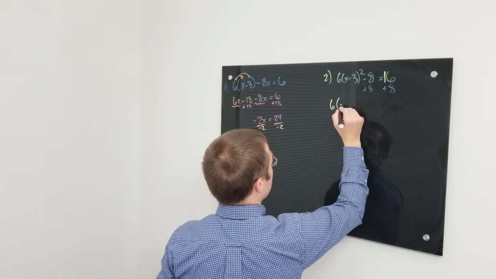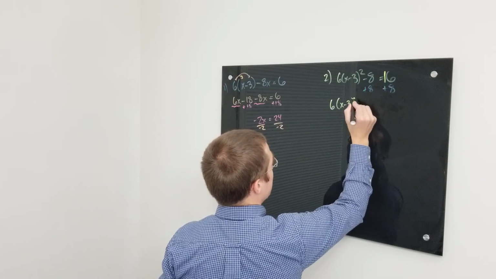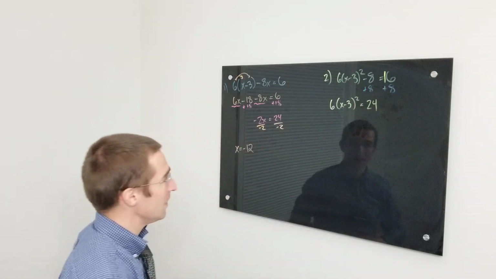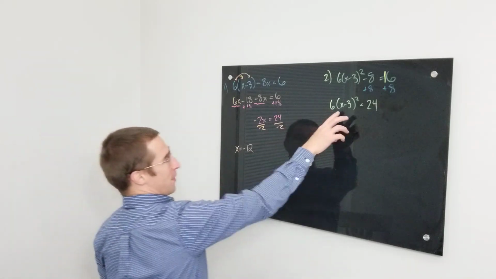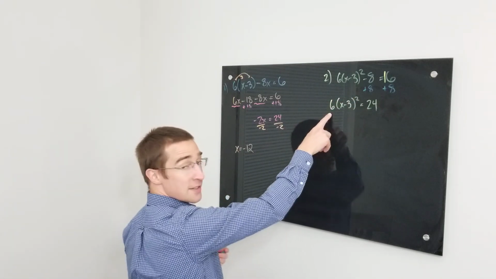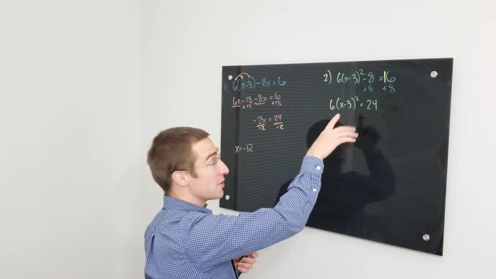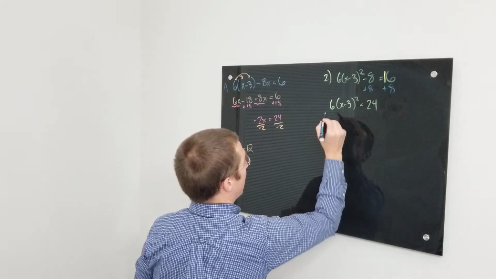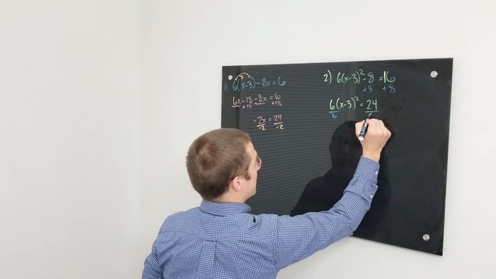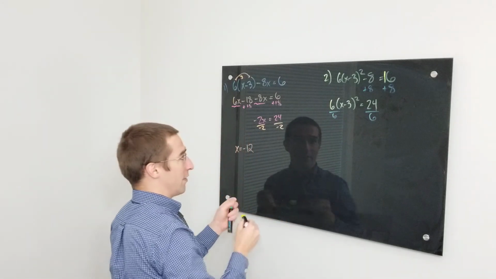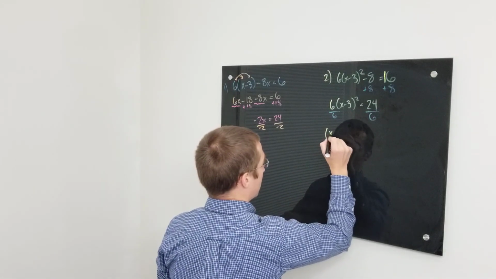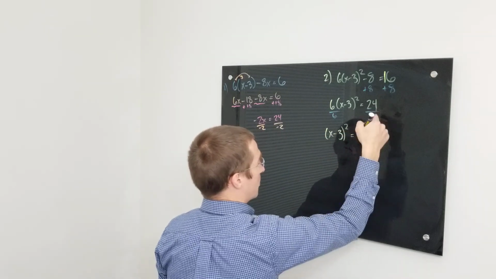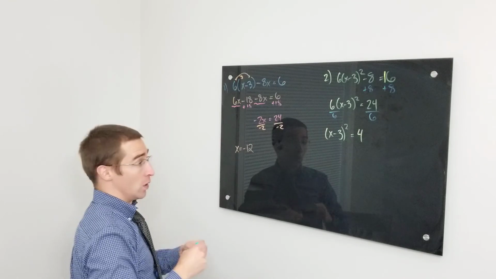My bad. So 6 times (x minus 3) squared equals 24. It's (x minus 3) squared, then times 6. I have to undo, work backwards. So I start with this times 6 and do the opposite of that, which is divide by 6. Divide by 6. So now I have (x minus 3) squared equals 4, because 24 divided by 6 is 4.